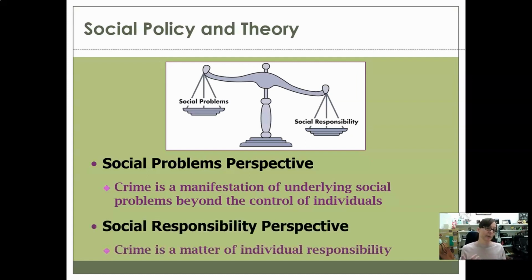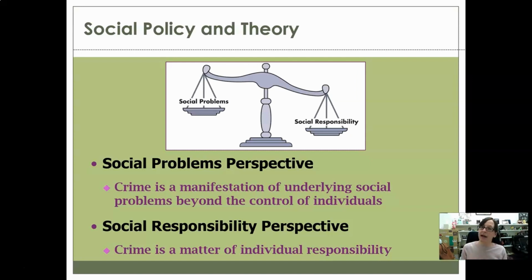This is compared to the social responsibility perspective, which basically takes the complete opposite view, and it says crime is a matter of individual responsibility. So this would have theories that look at things about the person. Maybe it could be about their background, maybe psychological factors. It could be any of those factors that I mentioned for the social problems perspective, but bringing it to the individual as opposed to it being a societal issue.